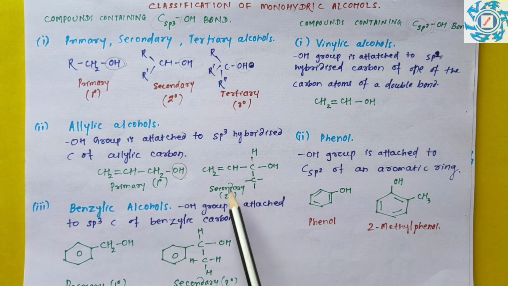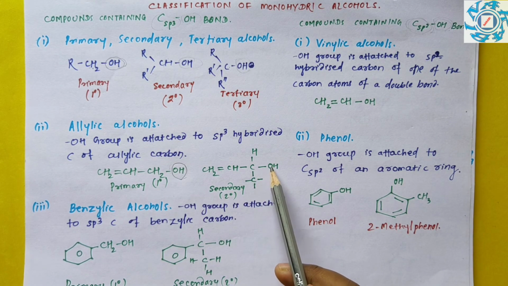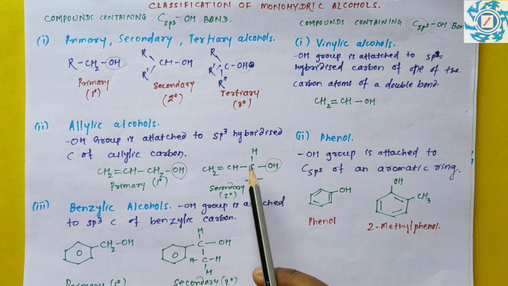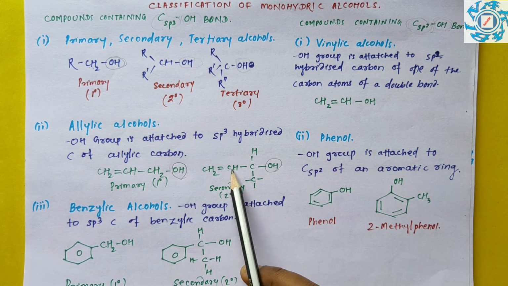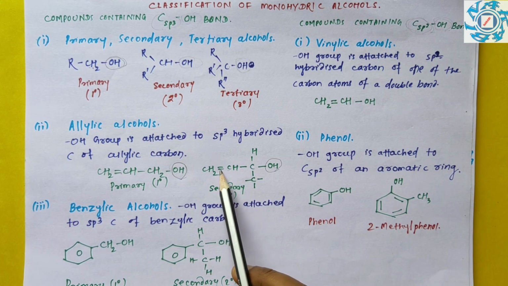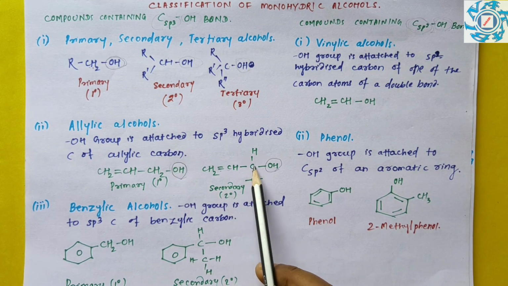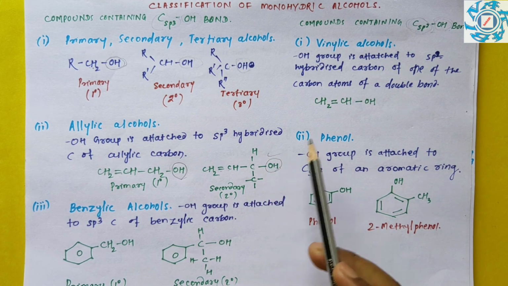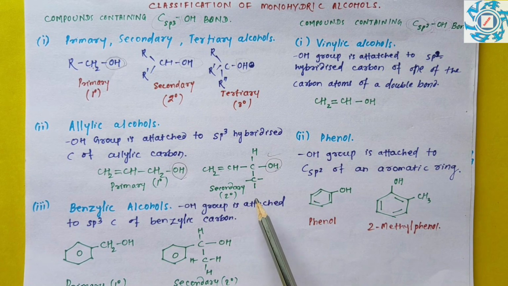Similarly, you can see here. So you can find the hydroxyl group present here and double bond is here. The OH group is not attached to double bond, rather it is attached to that carbon atom which is adjacent to double bond. So this is the double bond, the adjacent carbon is this, and the OH group is attached to this carbon atom. That's why it is an example of what? Allylic alcohol.